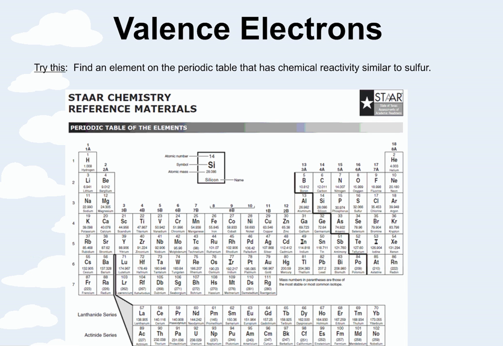So try this. Find an element on the periodic table that has the same chemical reactivity as sulfur. Here's sulfur. So this is very easy to answer. Any element in the same group will react the same. So oxygen is a very good answer for this.